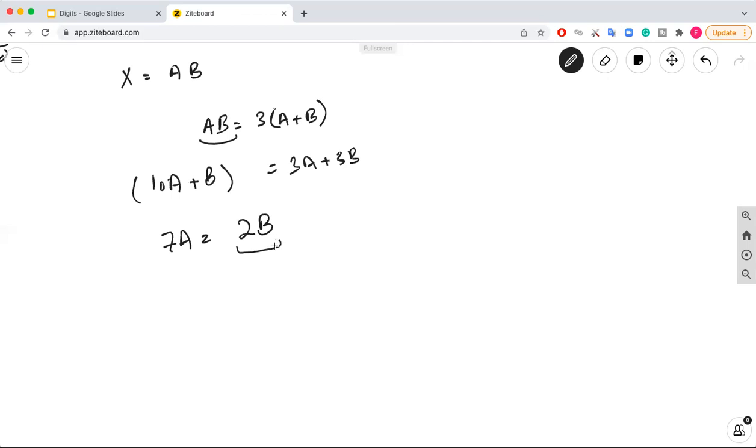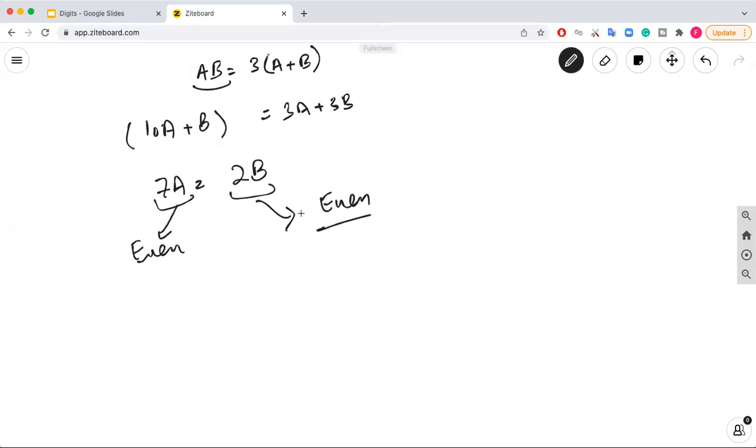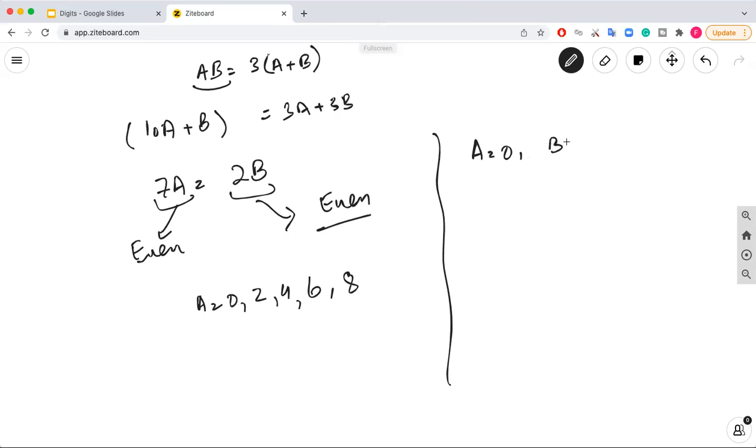The right side is always an even integer, right? Because an integer into an even number is always an even integer. So the left side must also be an even integer. So how could we have an even integer on the left side? When a is 0, a is 2, a is 4, a is 6, a is 8, right? And if I consider a is 0, what is the value of b? b is also 0, and that is not a two-digit integer. If I consider a is 2, what is the value of b? That is 7, and that is 27.